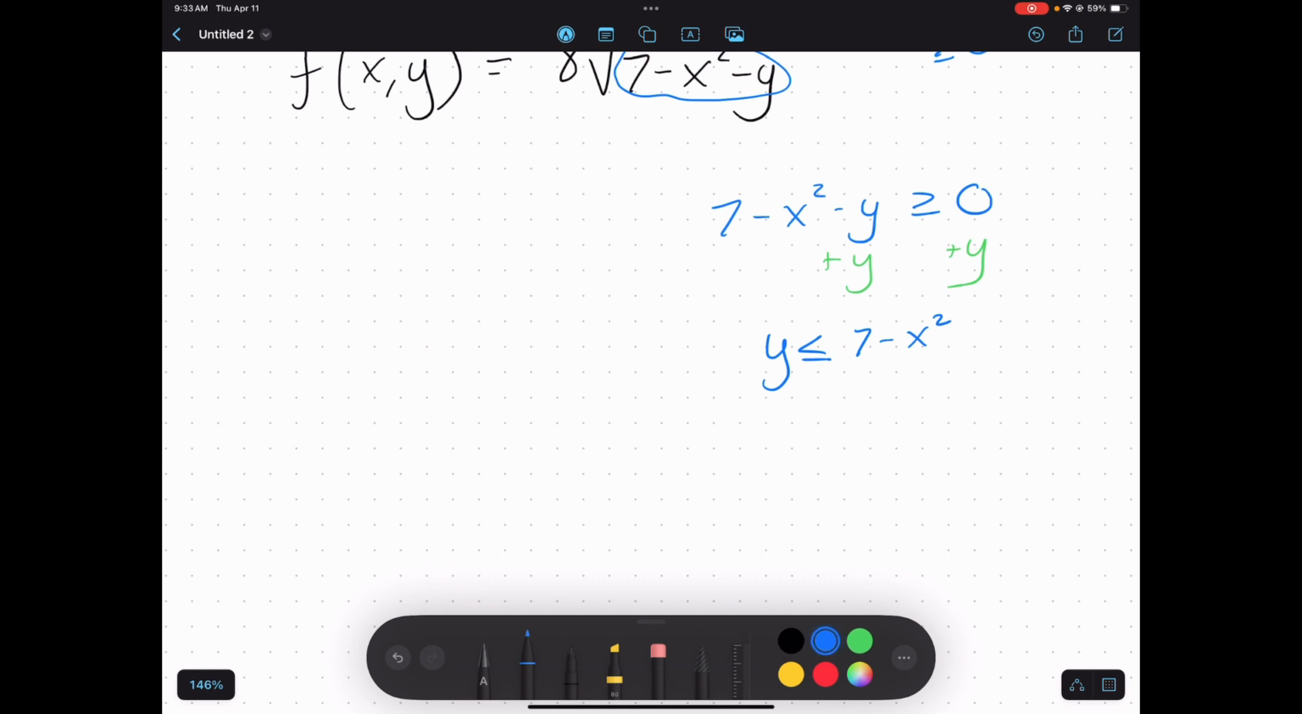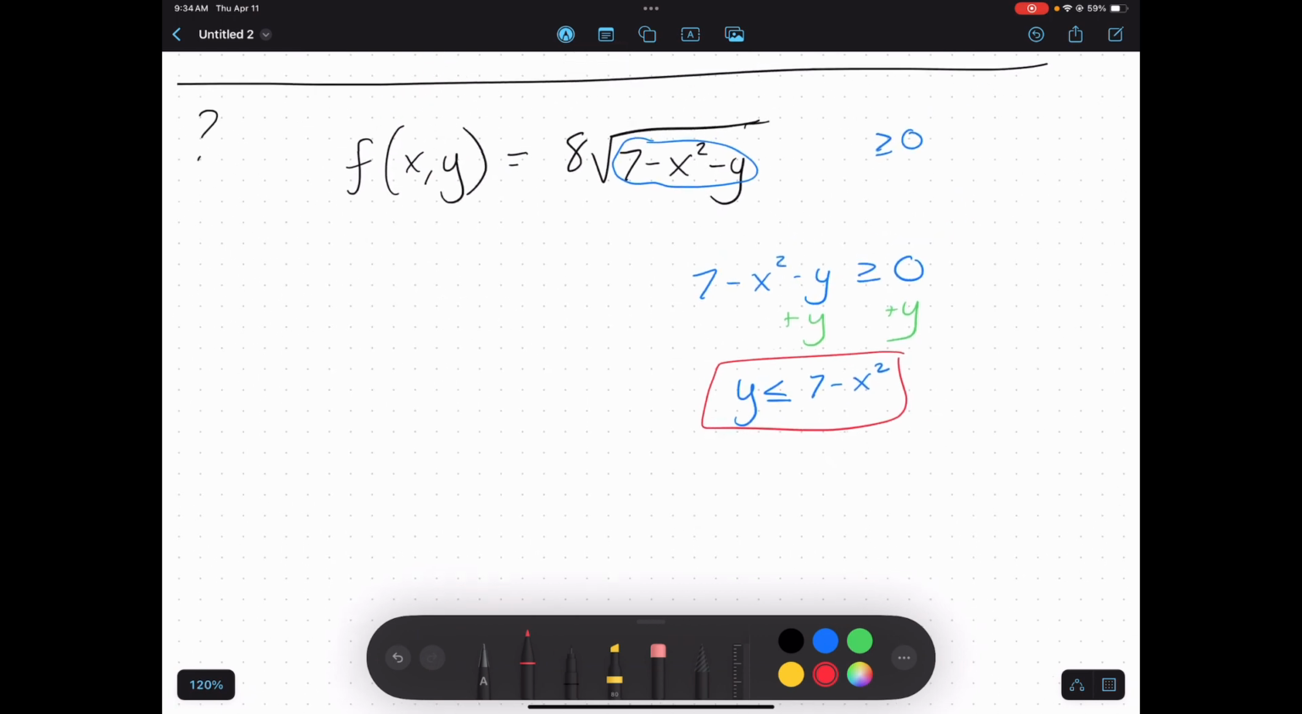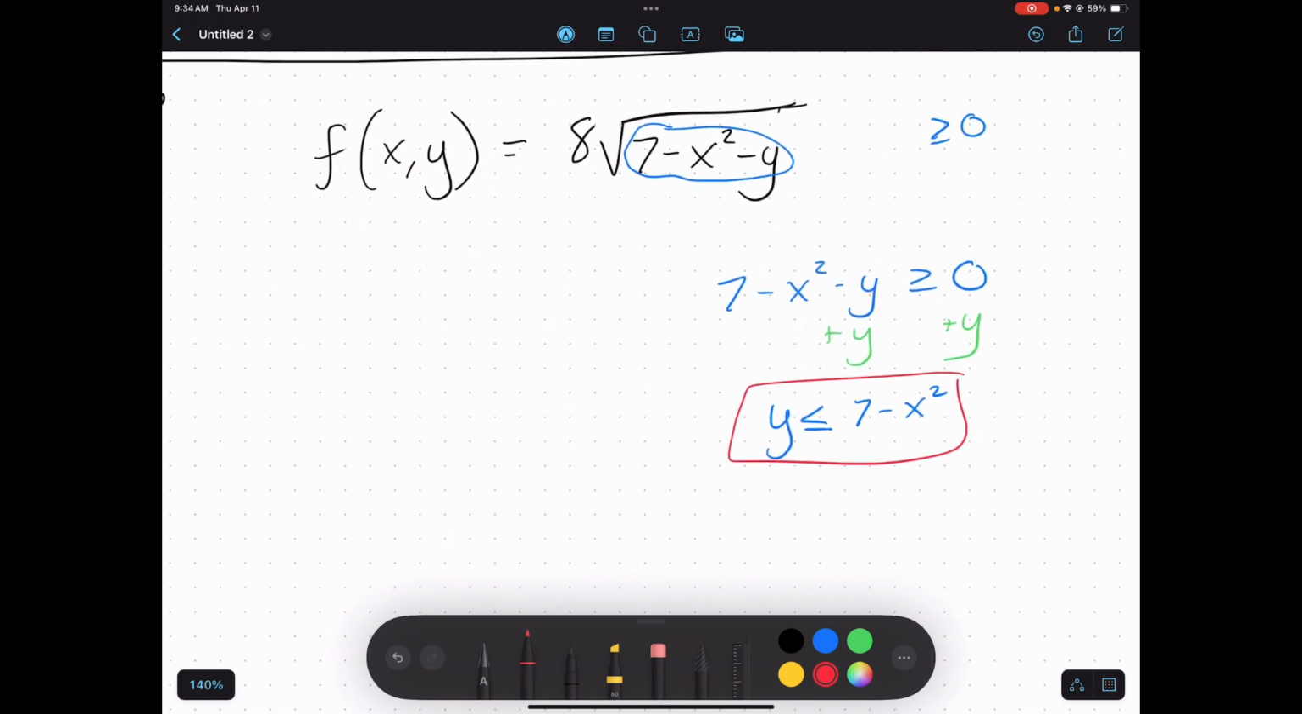This actually represents my domain. It's just telling you that in order for this function to have a real output value, to stay defined, you have to make sure to choose xy pairs such that y is less than 7 minus x squared. You have to pick your pairs.